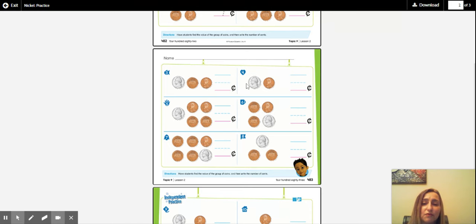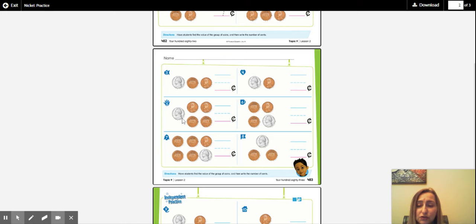So let's try number 4. 5 plus 1 more cent, 6. The value of these coins is 6 cents. And that would be how we would count for the rest of the problems.